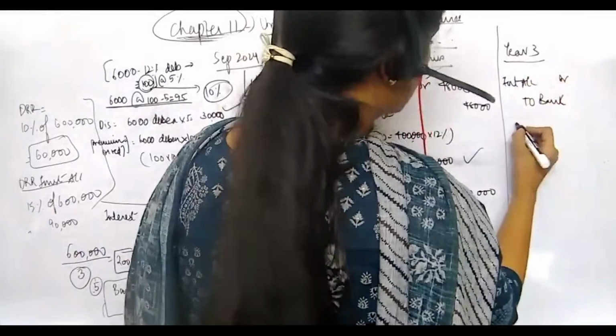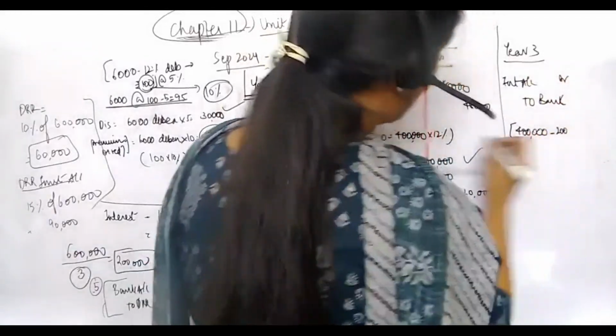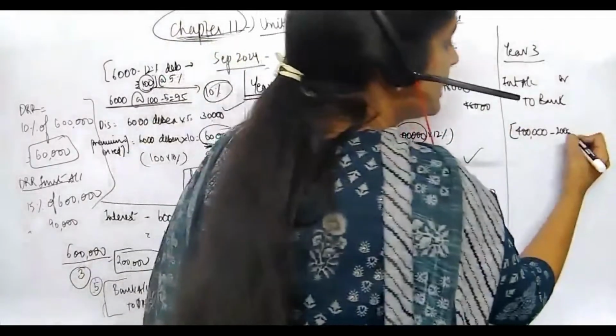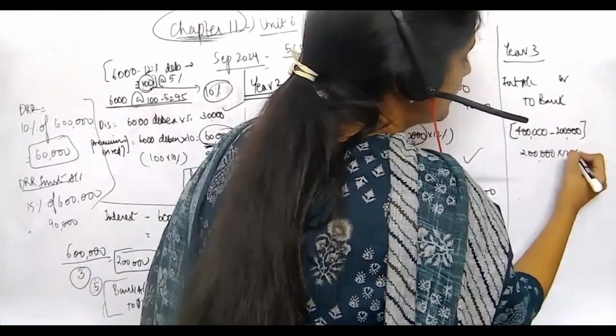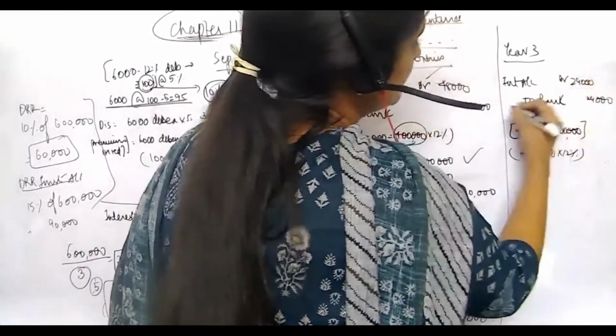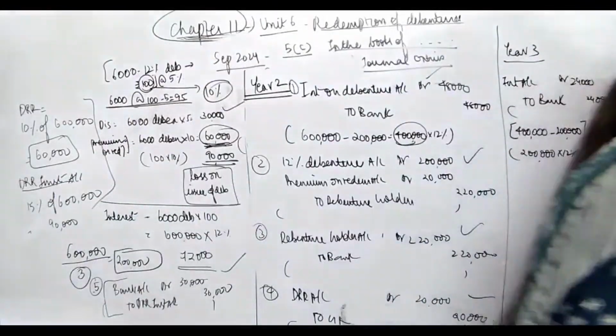Okay. So it will come to 4 lakh minus 2 lakh, because the existing balance was 4 lakh, correct? So this year I paid off 2 lakhs. So there was a balance of only 2 lakhs. On this 2 lakhs, 12% will come to 24,000 and 24,000. That's all. As simple as this. With this, we are completing.